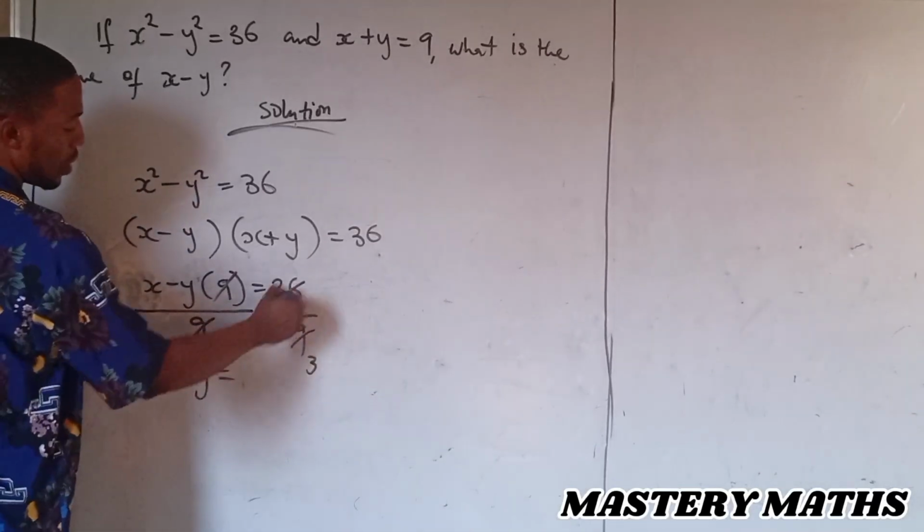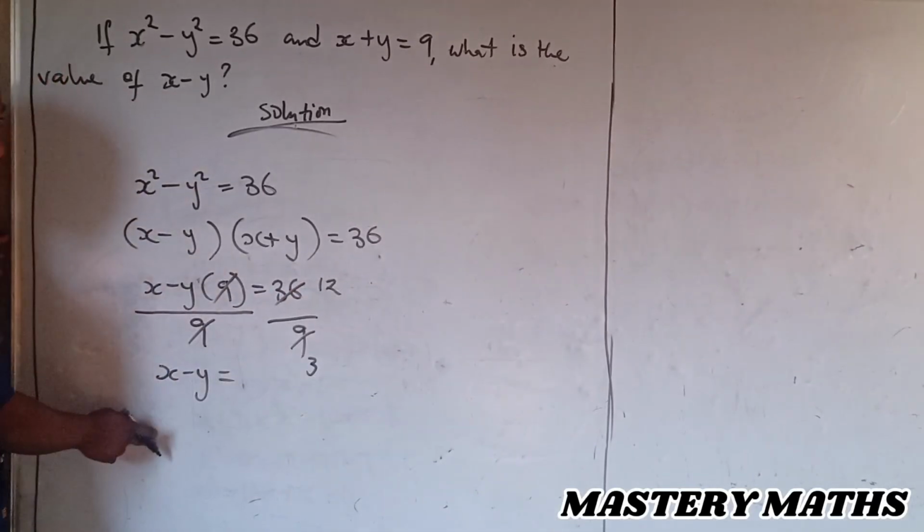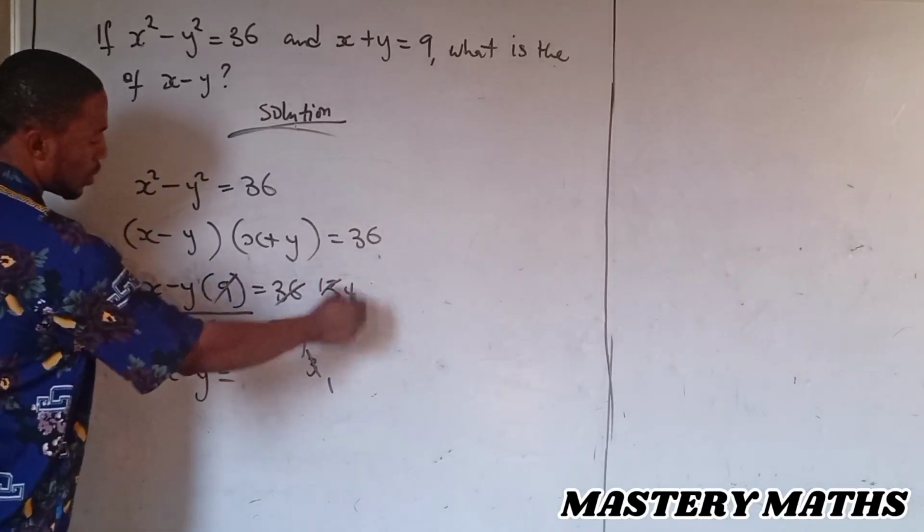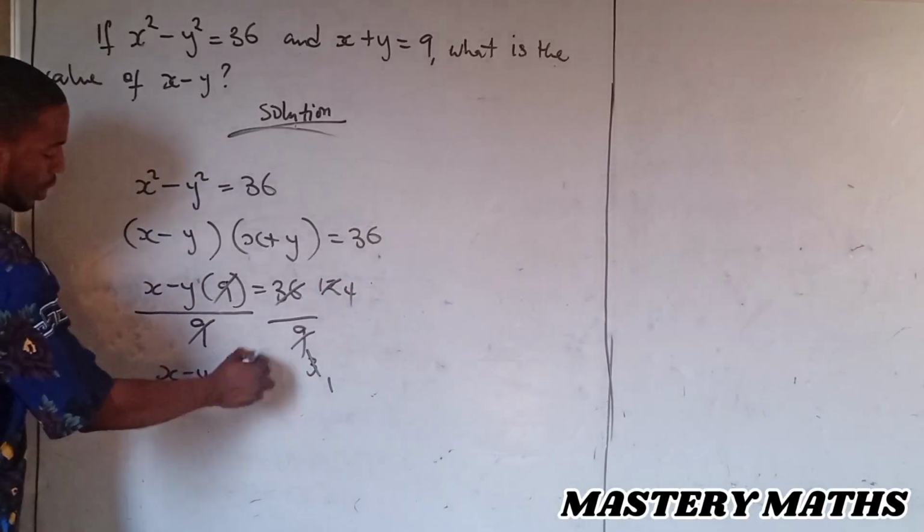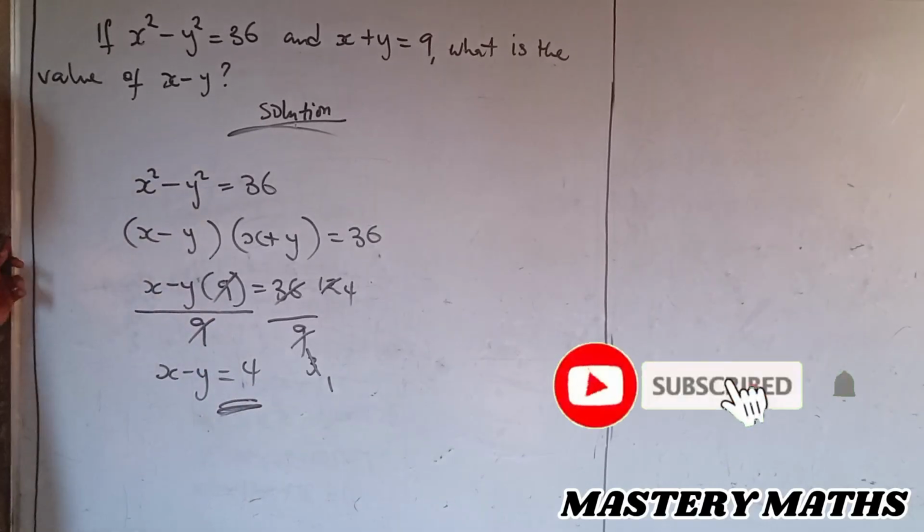So what can go? 3 here is 3. 3 here is 12. 3 here is 1. 3 here is 4. So our x minus y gives us 4 as the answer.